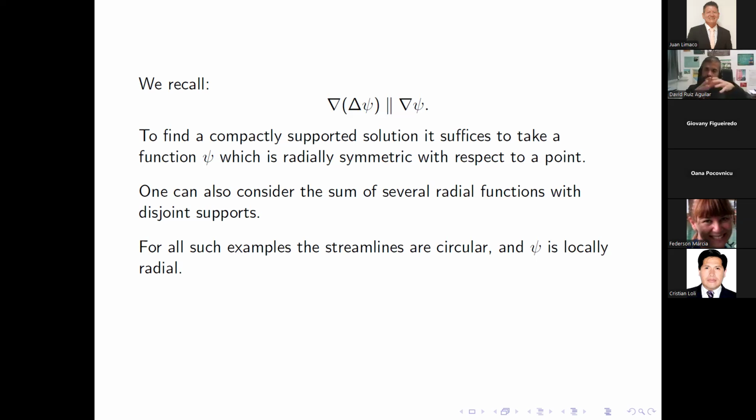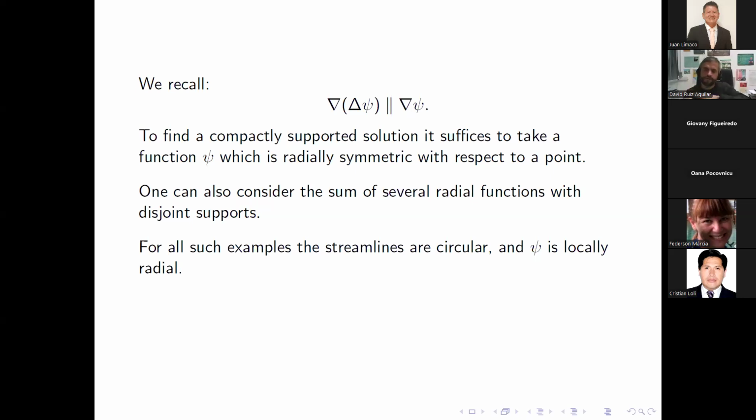These solutions are radially symmetric, but you can build another thing. You can take a radially symmetric function, something like this, and then very far away you can push another bump in the same way, which is also radially symmetric with respect to another point. This will again be a solution of 2D Euler with compact support. We refer to these types of functions as locally radial.